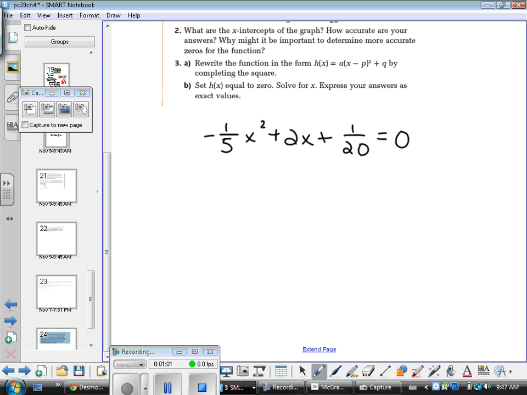The first thing I want to do here is I don't like having those denominators, so I'll just get rid of them by multiplying everything by negative 20, because I want to get rid of that negative in front of my x squared as well. So negative 20 times negative 1/5 is positive 4x squared, minus 40x minus 1, equals 0.